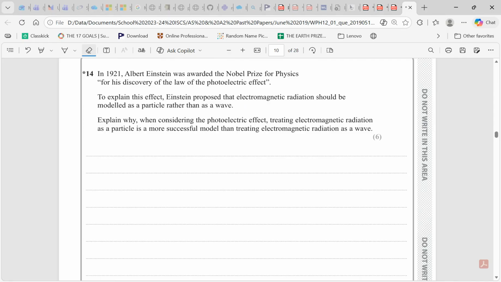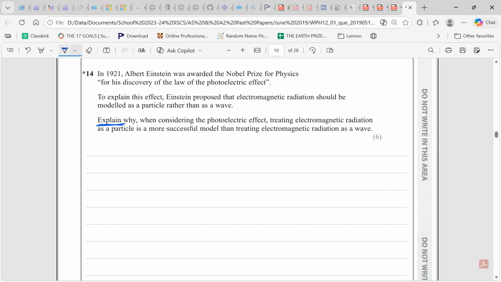So let's get started. First of all, let's have a look at the command word used over here. The command word, like many other 6-markers, is explain, which means whatever points you write here, you have to provide a reasoning for all those points.